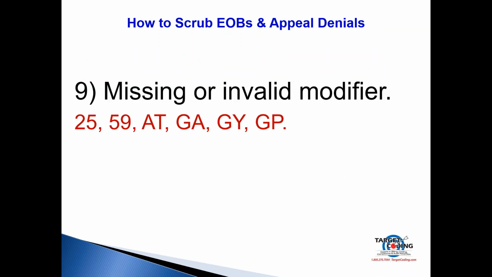Number 9, missing or invalid modifier. So 25 goes on E&M codes, 59, just mentioned that. AT is a Medicare modifier for active treatment. GA means you have a signed ABN form on file. That's all it means. GY means the services are statutorily excluded. GP means services rendered by a licensed physical therapist.